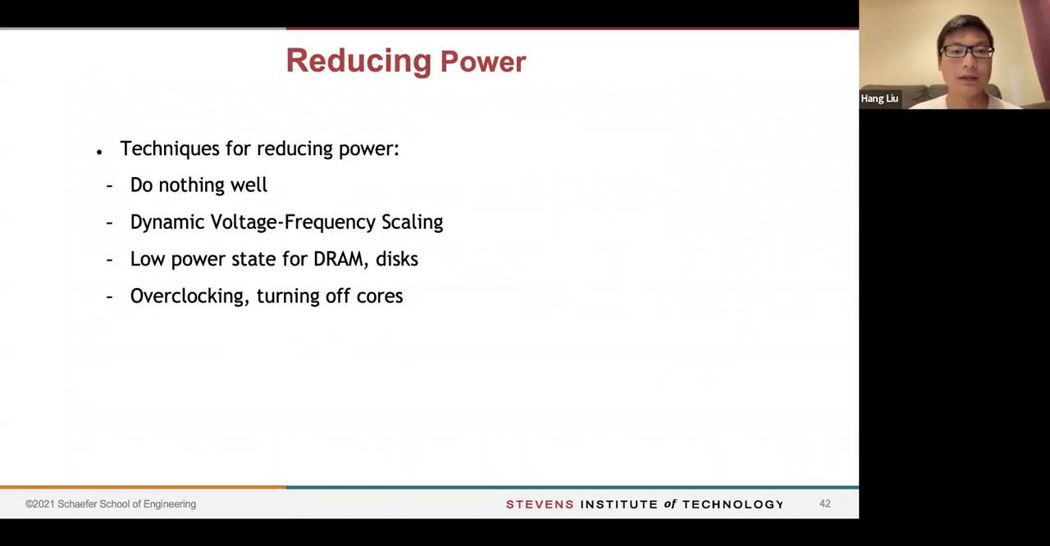The techniques to reduce power: the first is voltage scaling, DVFS. I believe everybody remembers this. The second is lower power states for DRAM and disks. Then overclocking, and turning off cores, like dark silicon.